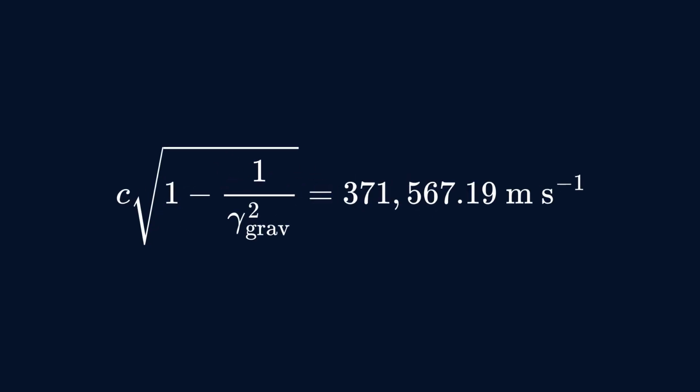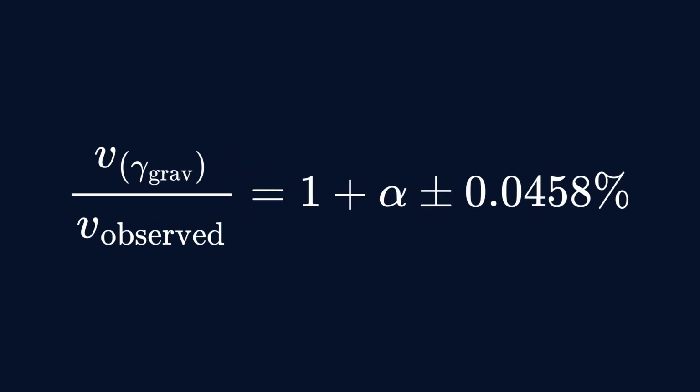This again aligns with our kinematic velocity, again following the 1 plus alpha relationship, once more indicating that gravity is a velocity-dependent force mediated by electromagnetic divergence.